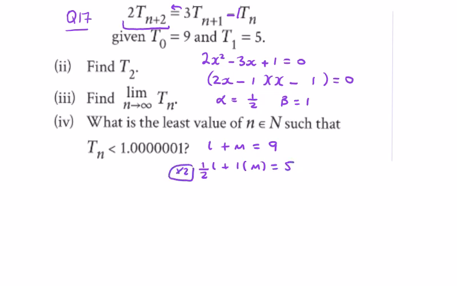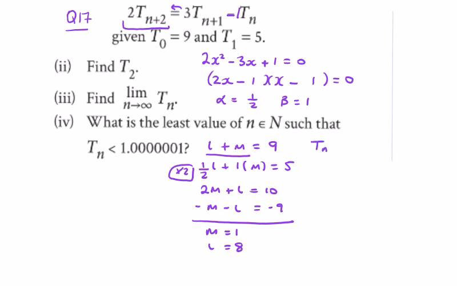I hate fractions in these, so I'm going to multiply by 2 to get 2M plus L is equal to 10. And then we have minus M minus L equals minus 9 from above. So I've got M is equal to 1, which means that L would have to be equal to 8.